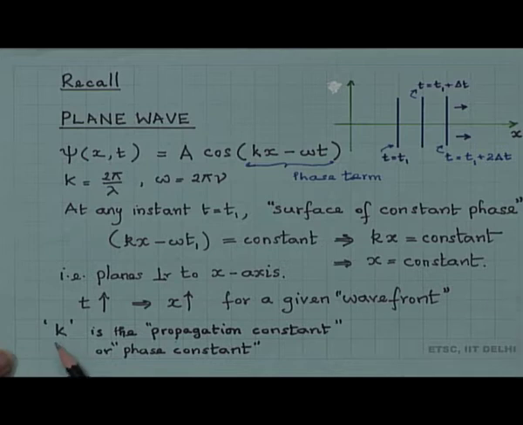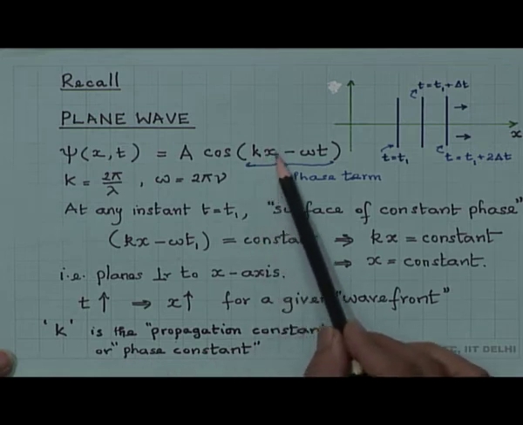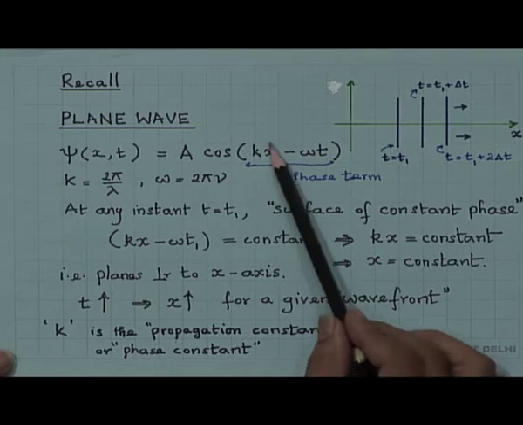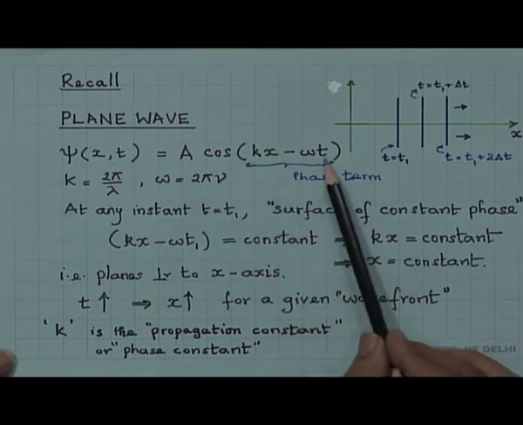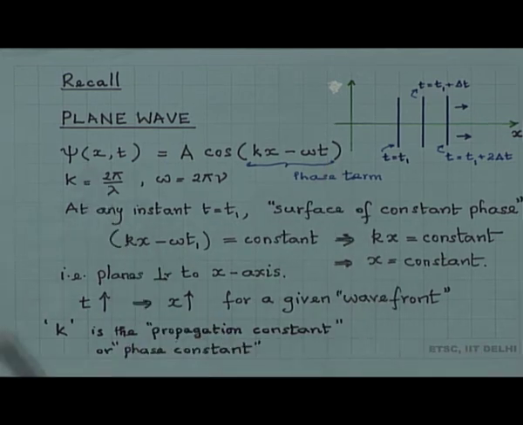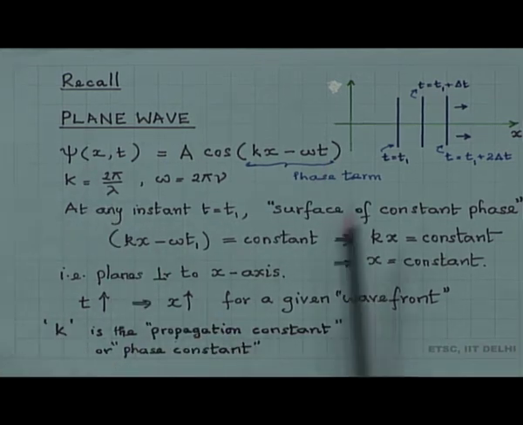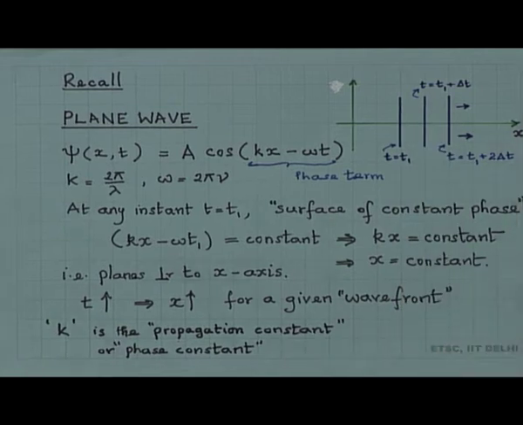So, this k is called the propagation constant or the phase constant, because the phase constant multiplied by the distance travelled would give the propagation phase. It is also at any given instant. So, that is a plane wave propagating in the x direction.